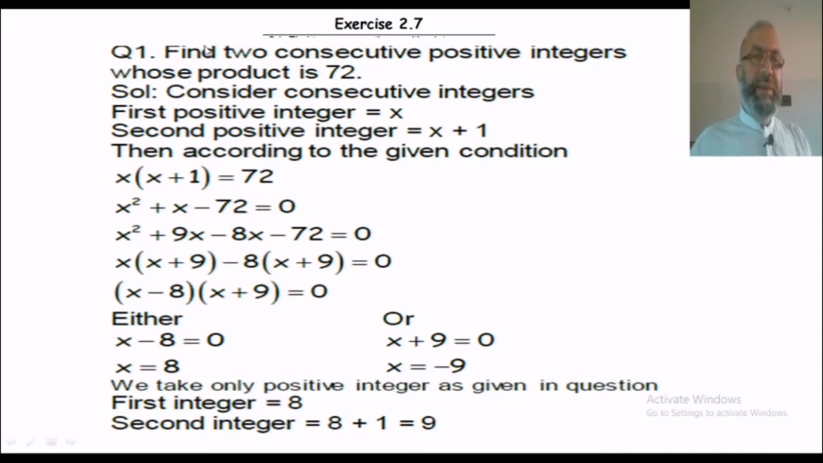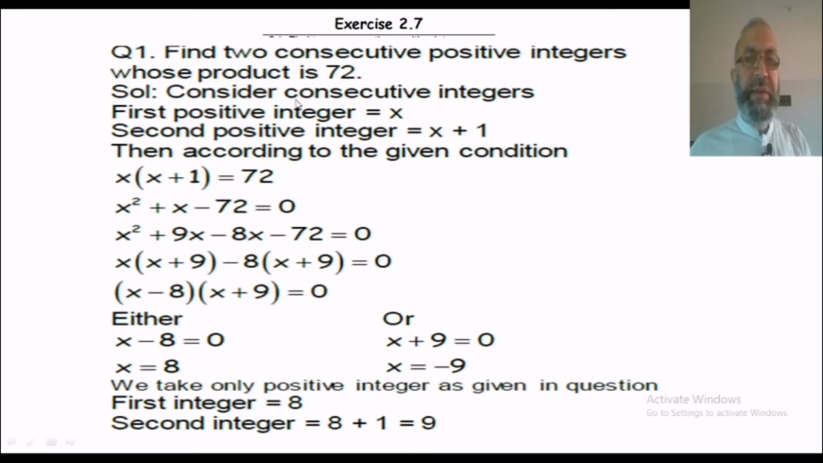The first application is to find two consecutive numbers. That is the first application in daily life. Find two consecutive positive integers whose product is 72. Consecutive means continuous. For example, 2, 3, 4, minus 5, minus 4, minus 3, etc.